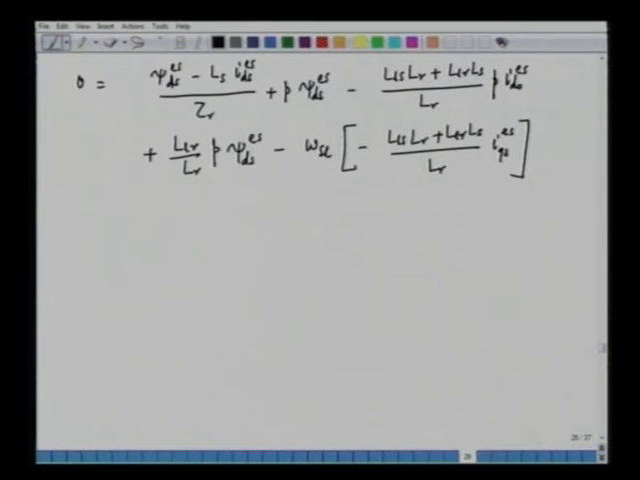Now suppose we would like to keep psi ds constant. If we want to keep psi ds constant, yet we have to control the torque, we can control the torque by increasing or decreasing IQS. IQS is the torque component of current. Now if we change IQS and we would like to keep the flux constant, we have to change IDS.